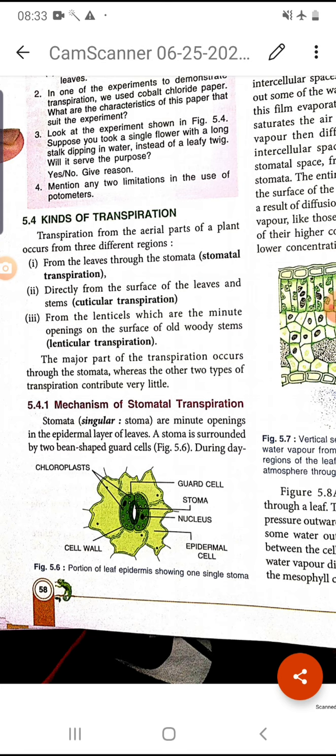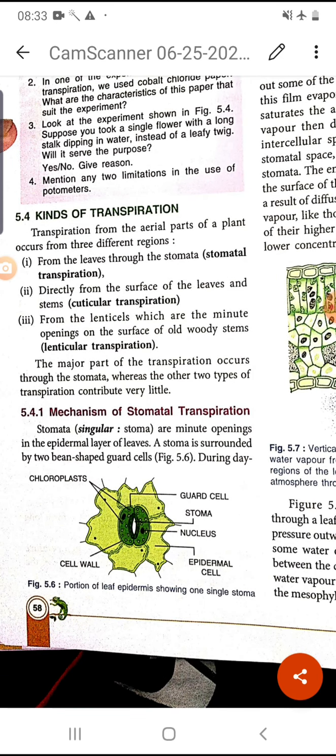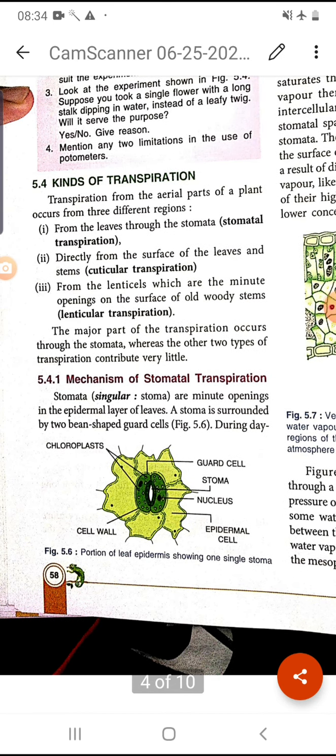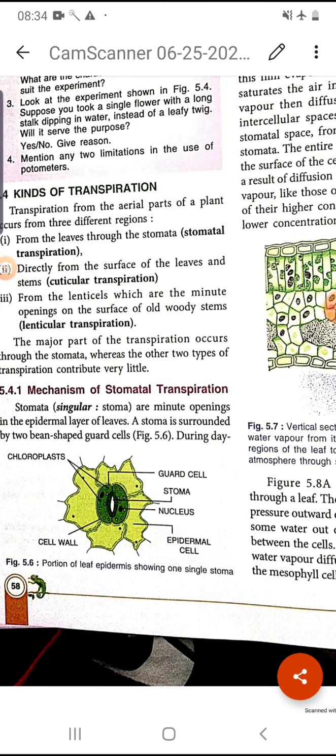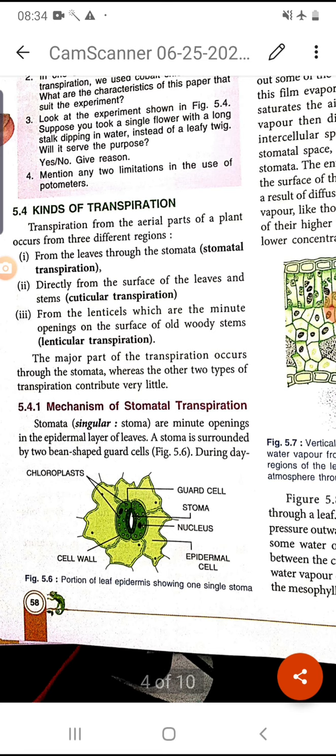The first and the main one is transpiration from the leaves through the stomata, sometimes known as stomatal transpiration. Next is directly from the surface of the leaves and the stems, that is cuticular transpiration. And the last one is from the lenticels, which are very minute openings on the surface of the woody stems, not in leaves. That is lenticular transpiration. So these are the three types.